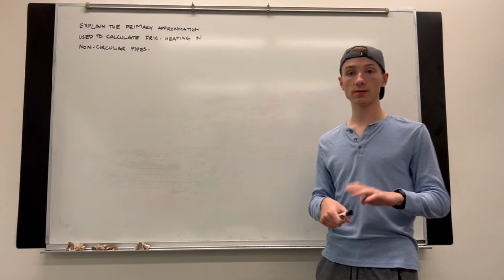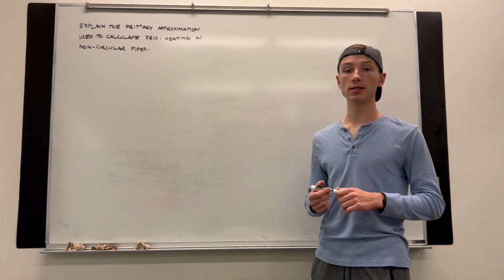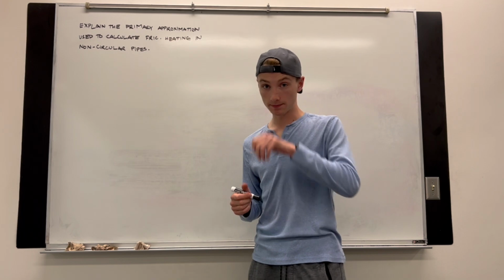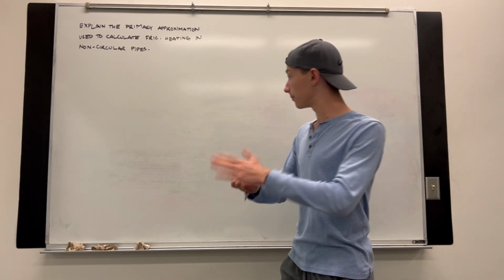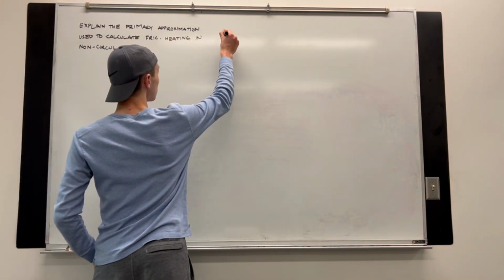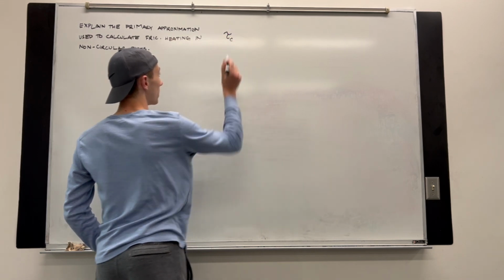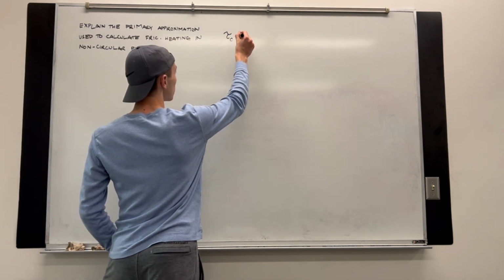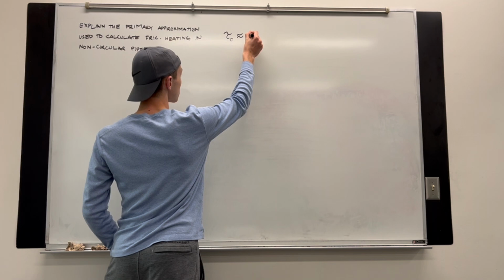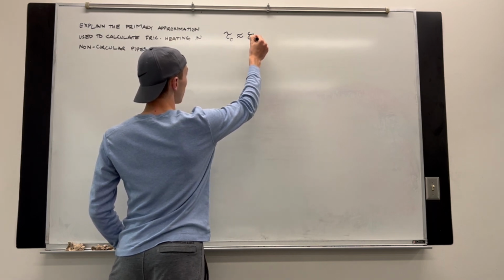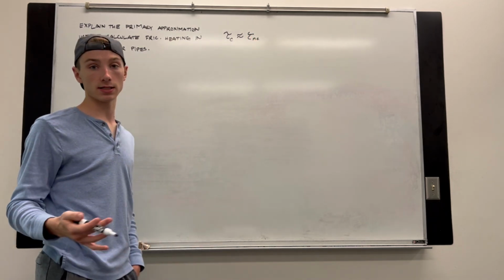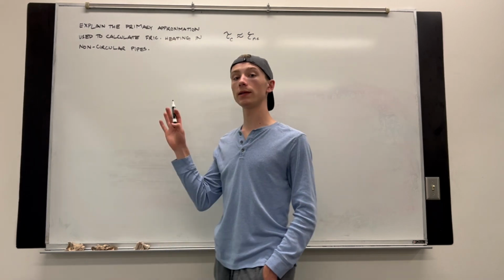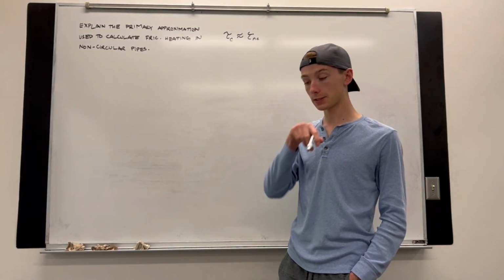So I'm going to tell you right off the bat, the approximation used is that the shear stress in a circular pipe is approximately equal to the shear stress of the fluid in a non-circular pipe. That is the approximation. But let's talk about how we get there and what that means in context.